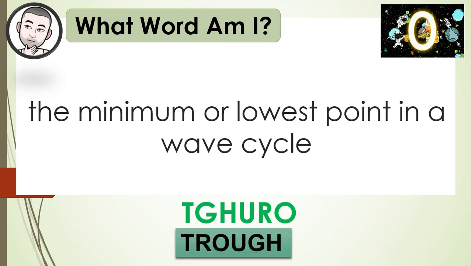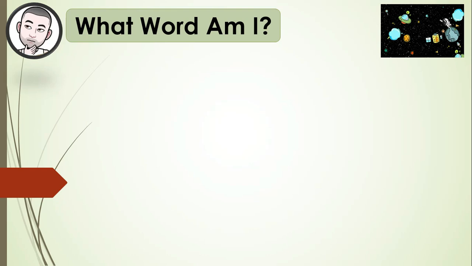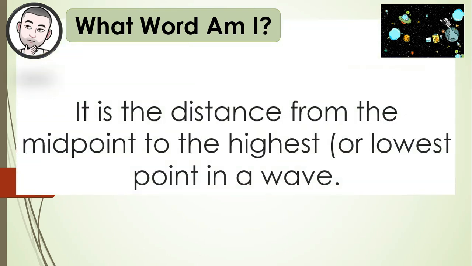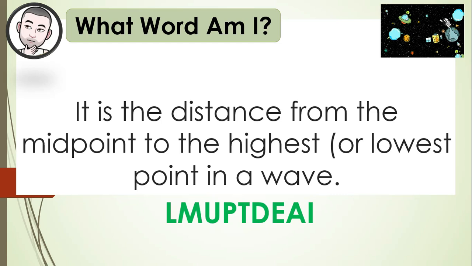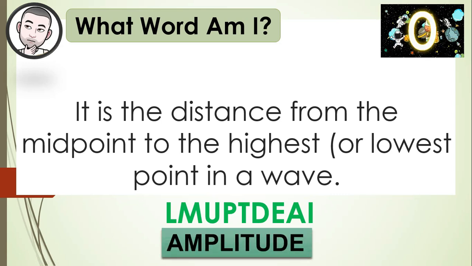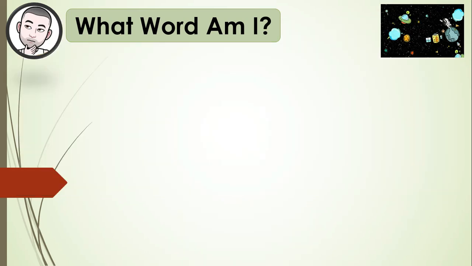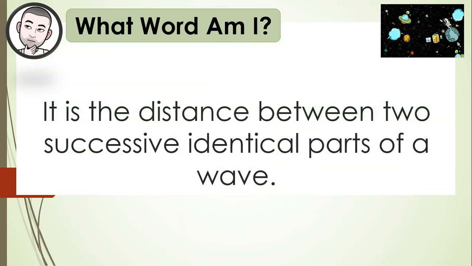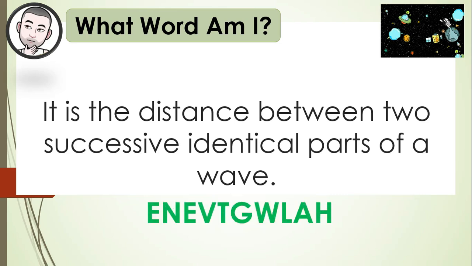The correct answer is trough. Challenge number 4. It is the distance from the midpoint to the highest point or lowest point in a wave. These are the jumbled letters. Your 5 seconds start now. The correct answer is amplitude. Challenge number 5. It is the distance between two successive identical parts of a wave. These are the jumbled letters. Your 5 seconds start now.